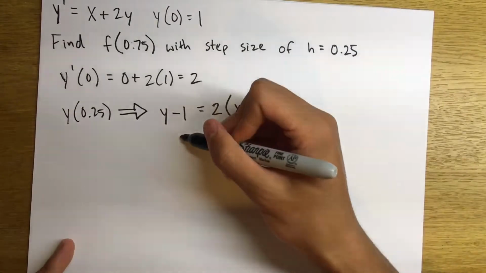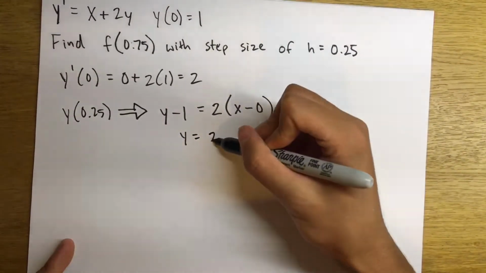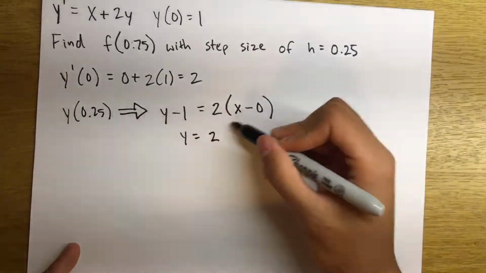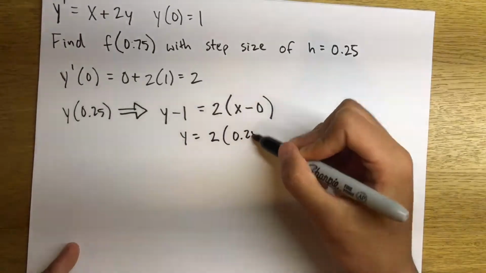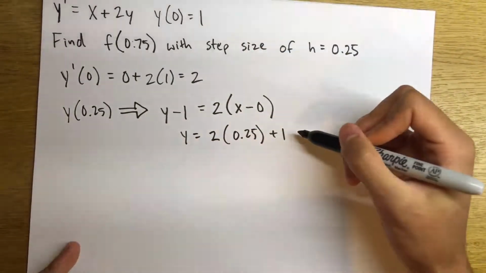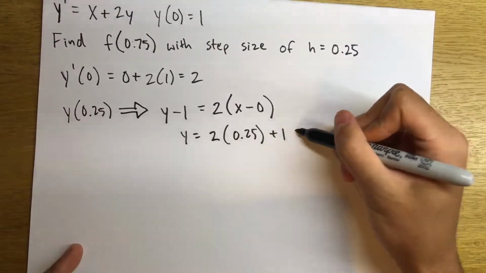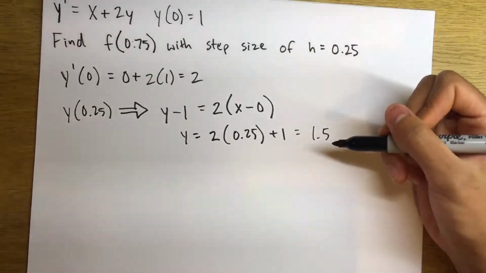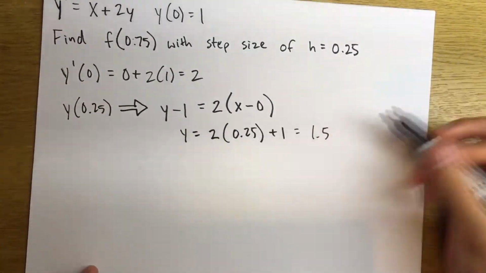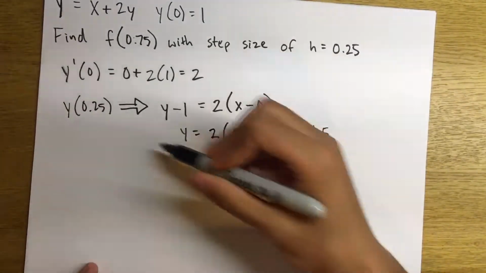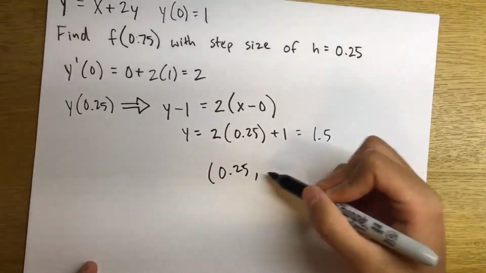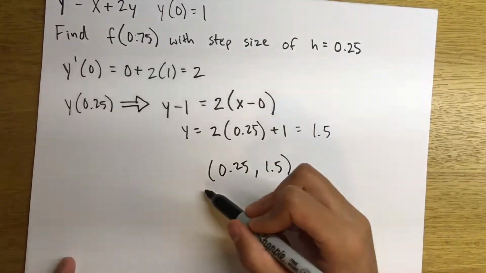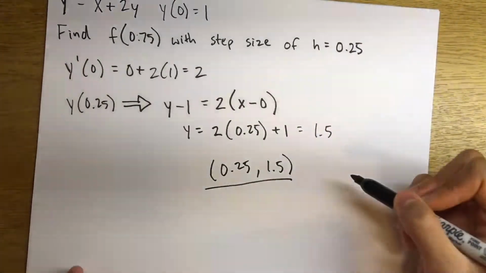Now we can reformat this as y equals 2 times our x value of 0.25 minus 0, plus 1 from the other side. And this equals 1.5. So after this, we have our first step point of x equals 0.25 and y equals 1.5. So for the next step, we'll use these values right here to approximate the next tangent line, or the next step.